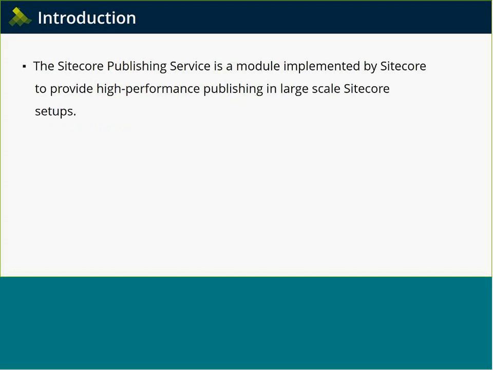Sitecore publishing service is a module implemented by Sitecore to provide high performance publishing in large scale Sitecore setups. So it will be a separate module. Previously, we already have Sitecore publish, but it is implemented within the Sitecore. But this will be a separate application.